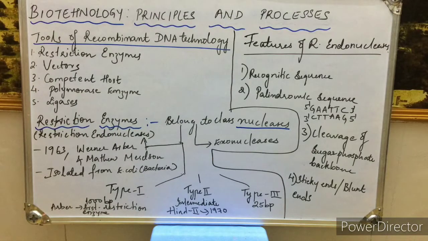Whereas exonucleases are those enzymes that are going to cleave the DNA sequence at the terminals, or you can say at the ends of the DNA sequence, such as at the 5' end or 3' end. They are known as exonucleases. Restriction endonucleases are those enzymes which are going to cleave the phosphodiester bond internally. Exonucleases are going to cleave the phosphodiester bond at the terminal ends.